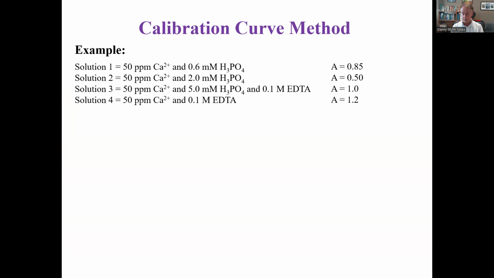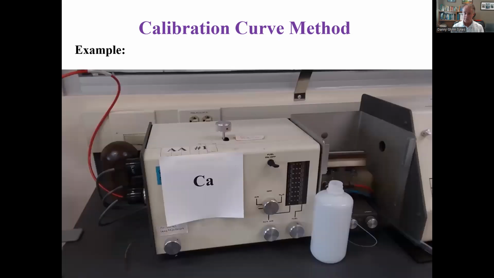So for any solution that contains EDTA, I get a fairly large signal because it's a fairly efficient process to break those metal-ligand bonds. But for those solutions that contain phosphate, not so good. Calcium phosphate bonds are thermally stable, highly thermally stable.